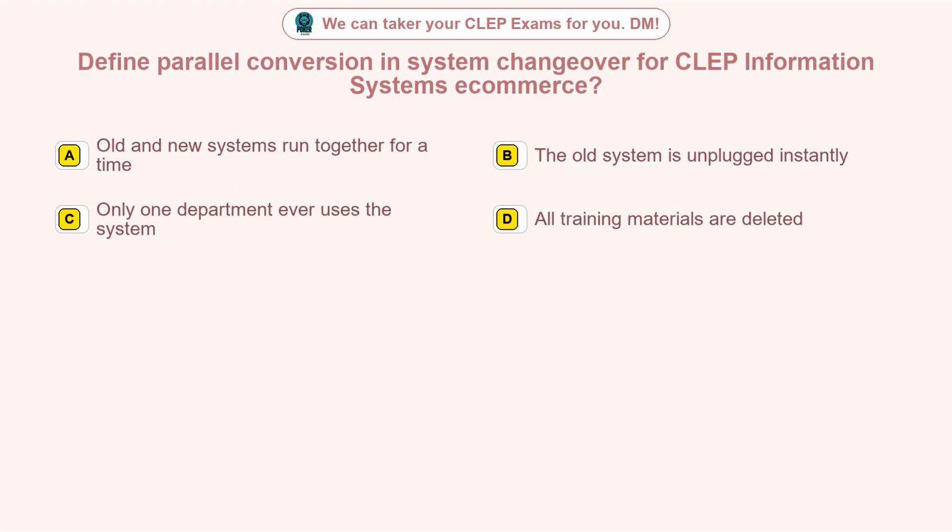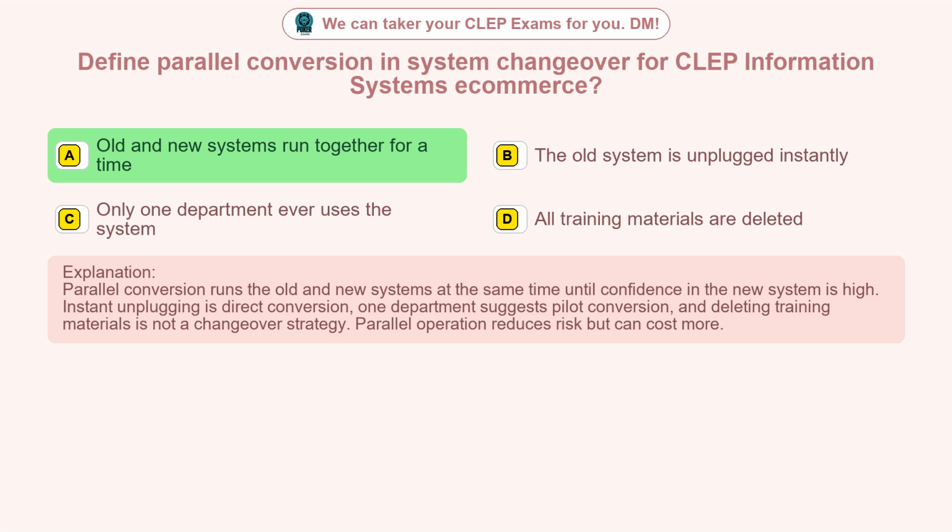Question 76. Define parallel conversion and system changeover for CLEP Information Systems Ecommerce. Option A, old and new systems run together for a time. Option B, the old system is unplugged instantly. Option C, only one department ever uses the system. Option D, all training materials are deleted. The correct answer is option A, old and new systems run together for a time.